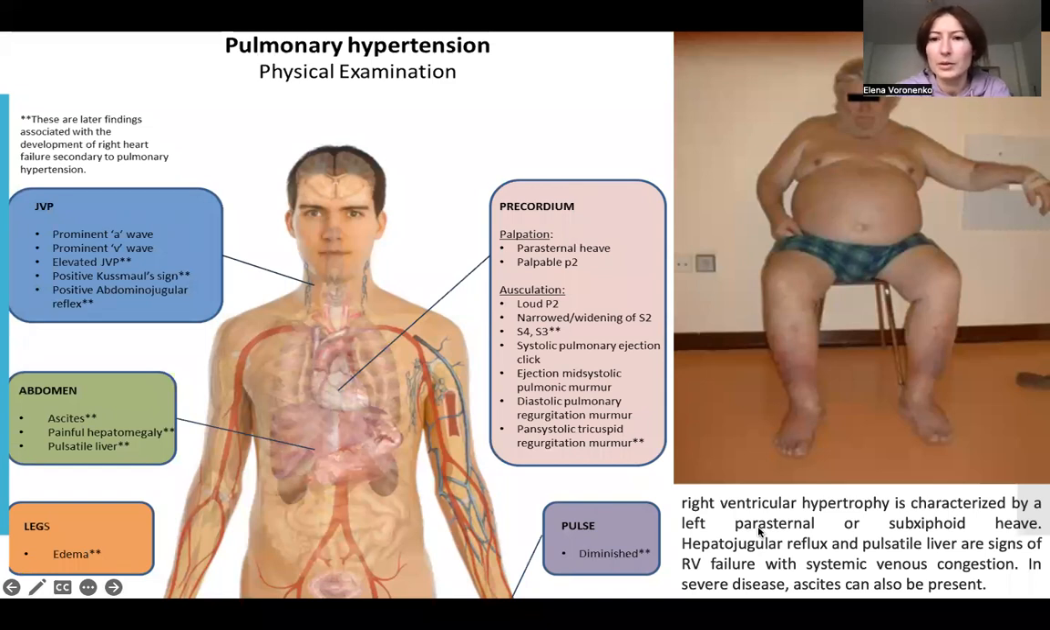Right ventricle hypertrophy is characterized by a left parasternal and subxiphoid heave. Hepatojugular reflex and pulsatile liver are signs of right ventricle failure with systemic venous congestion. In severe disease, ascites can also be present.